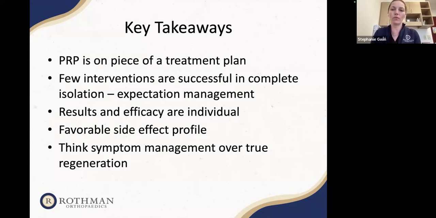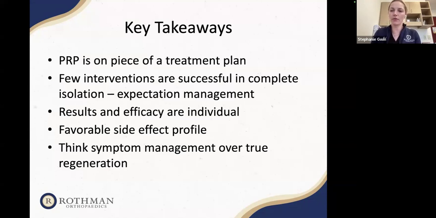The results and the efficacy are individual, and that's where patient education is really important. Working with your physician to discuss whether or not you're a candidate is very important. Some of the big benefits are that the side effect profile is very good. So again, cortisone we use all the time. I do not think it is a bad medication by any stretch, but it does have some downsides. And for those, that's where PRP thrives. And again, it's hoping for longer term symptom relief.